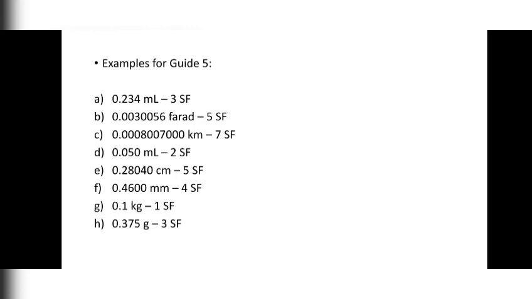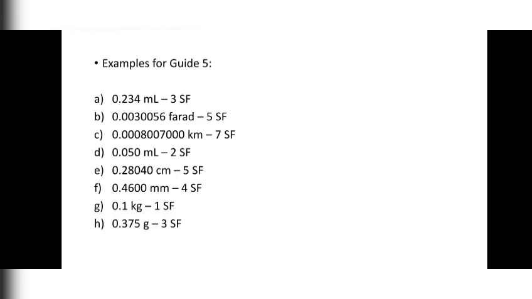For letter C, we have 0.000800700 kilometers. It starts at 8 and ends at 0. There are 7 digits over there, so it's going to be 7 significant figures. For letter D, we have 0.050 milli. So it's going to be 2 significant figures because it starts at 5.